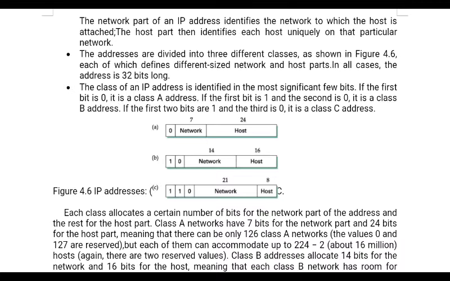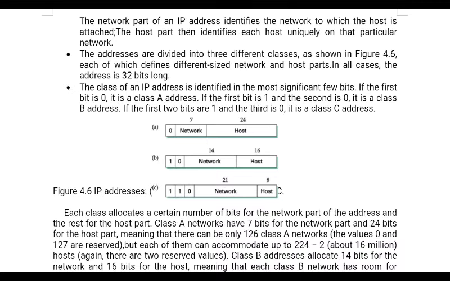Now, is it feasible to use class A or class B? As you know, if you use class A, we only get 128 network addresses. It is not possible to connect 16 million hosts per network. It is not feasible, and all the IP addresses will be wasted, and we cannot assign further network addresses. Even in class B, we have more network addresses compared to class A, that is 16,384.